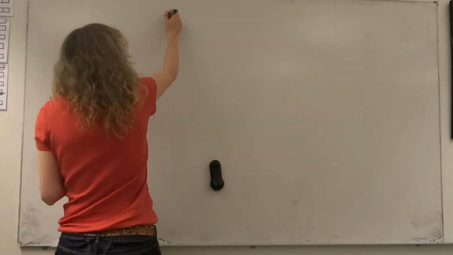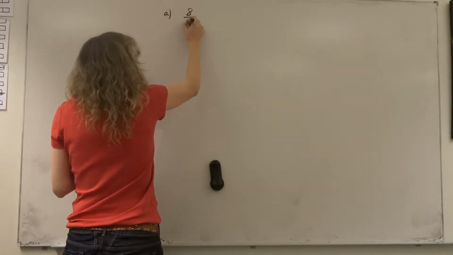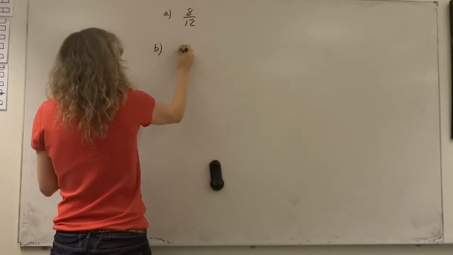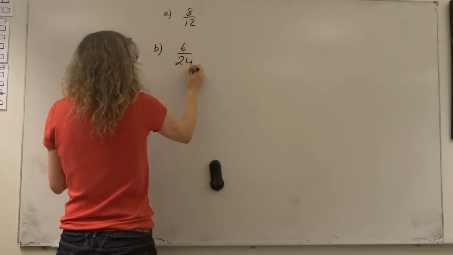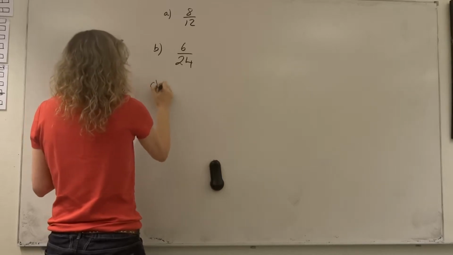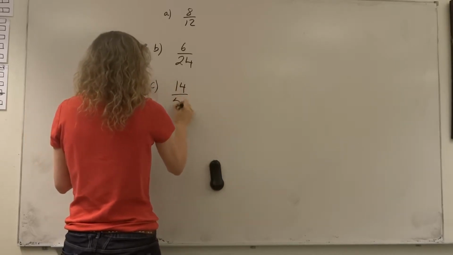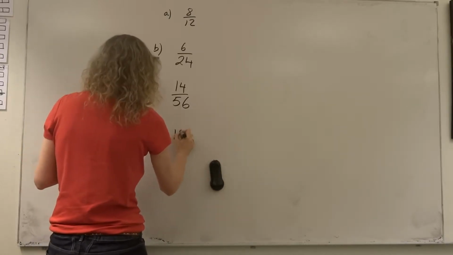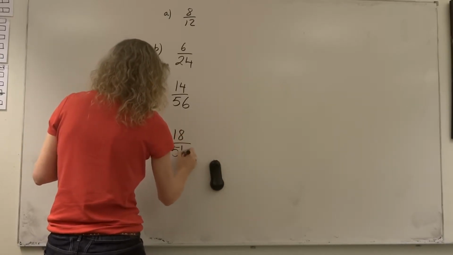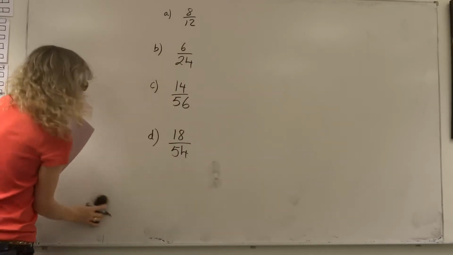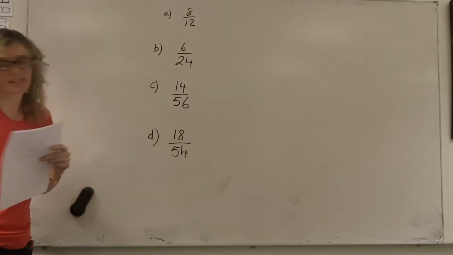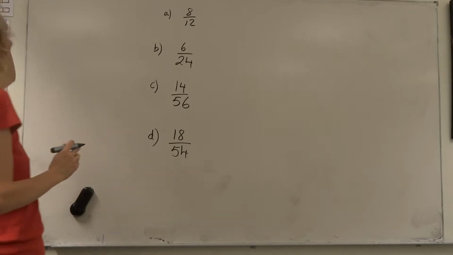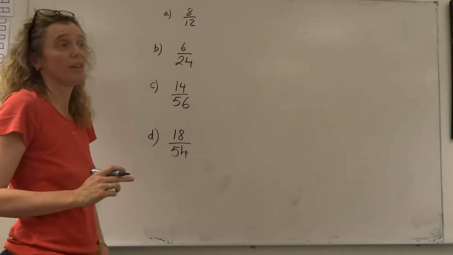So the ones we have here are A, 8/12. For B, we had 6/24. For C, we had 14/56. And for D, we had 18/54. And we've got big fractions here, and we can fairly easily see that we can simplify them.